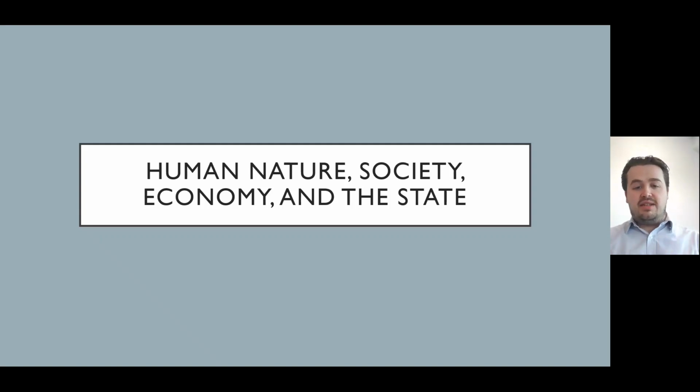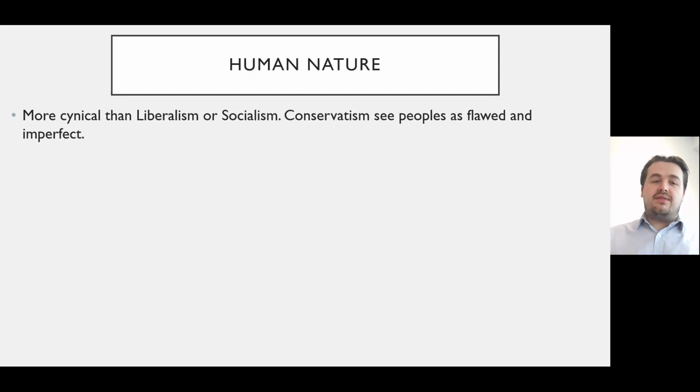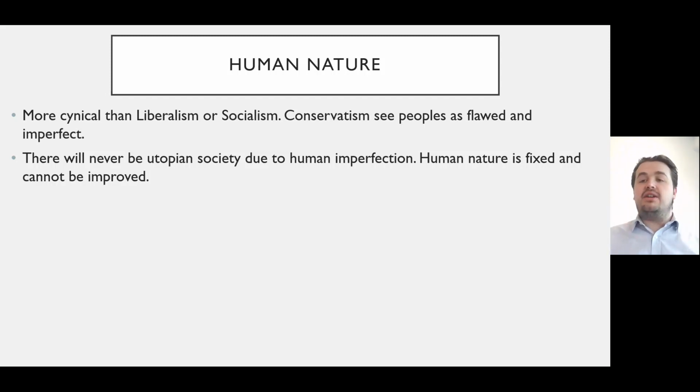So let's have a look next at human nature, society, economy, and the state. Okay, so our four key thinking categories for each ideology. Let's start with human nature. The conservative ideology is much more cynical than liberalism or socialism in its views on human nature. Conservatism sees people as flawed and imperfect. So there's never going to be a utopian society, and that is due to the fact that humans are imperfect. Human nature is pretty much fixed to conservatives, and cannot be improved. There's always going to be imperfect parts of humans.